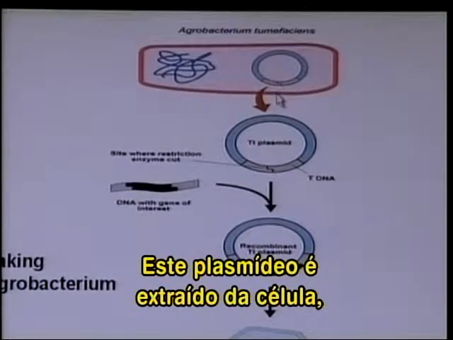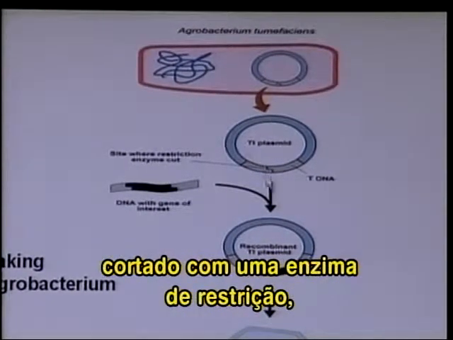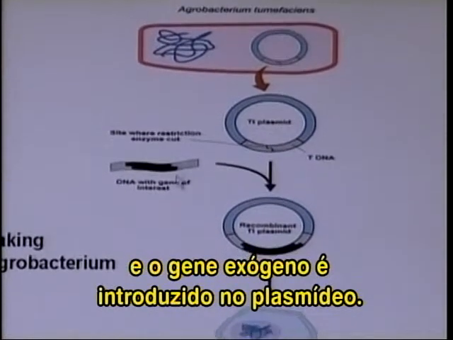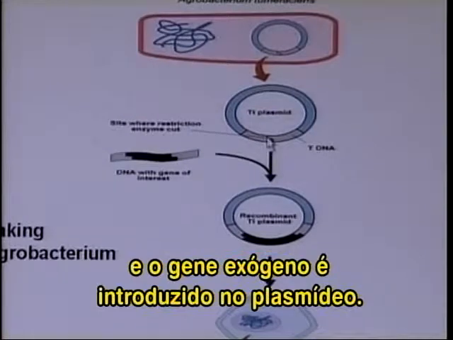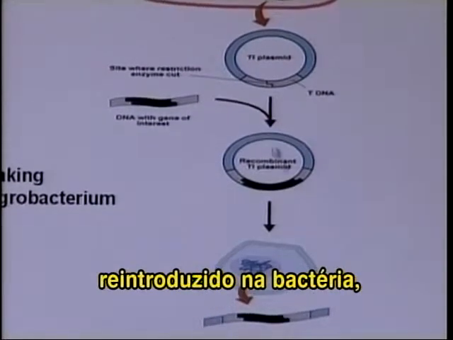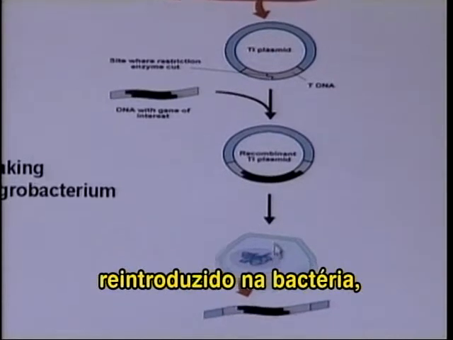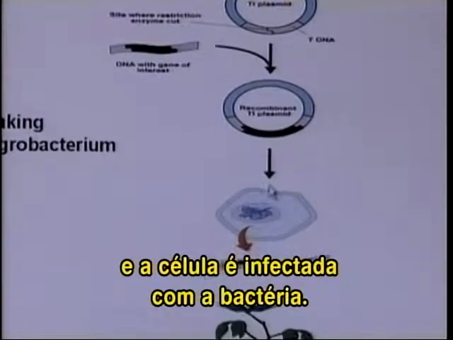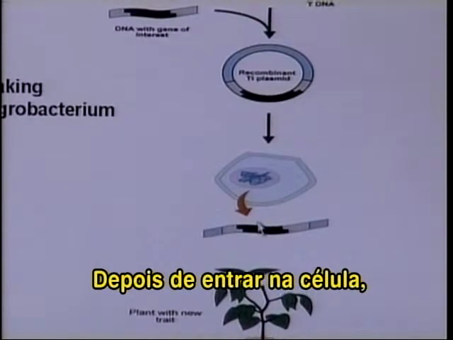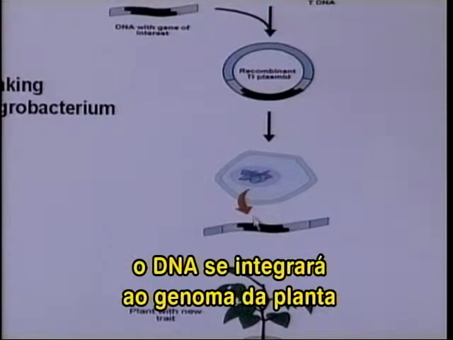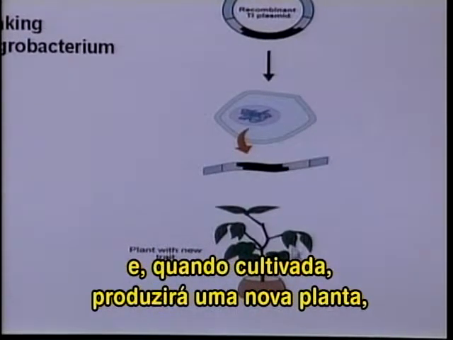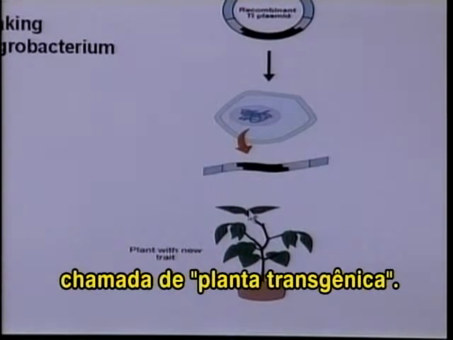This plasmid will be extracted from the cell. It will be cut with a restriction enzyme, and we will introduce the gene, or the foreign gene, into this plasmid. We will ligate it with a ligase, which is like a sealing, and then we reintroduce this plasmid into the bacteria again, and allow this bacteria to infect the cell. Once the DNA is inside the cell, it will be integrated with the plant cell genome, and when we grow the cell, it will grow to produce a whole new plant, which is called a transgenic plant.